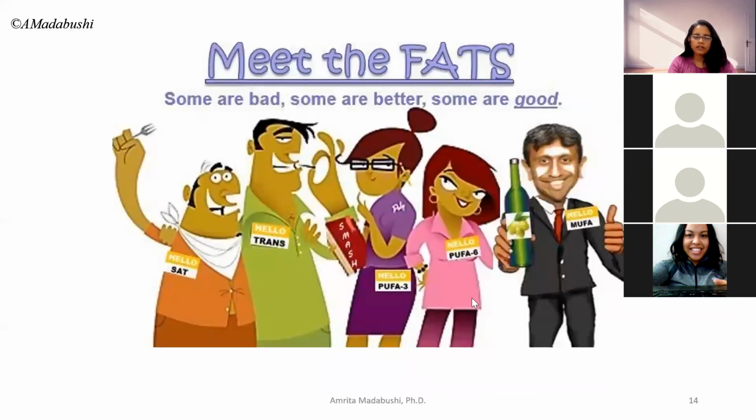Okay, so this nice little figure is so that I could introduce you to this topic, which is a little bit mundane. But when you see this figure, you can say it's not that bad actually. So we're talking about saturated fat, trans fats. Yeah, literally, trans fat is bad for you. Polyunsaturated fat, PUFA 3, PUFA 6, and monounsaturated fatty acids. So all of these are fats. Some are bad and some are good for you.